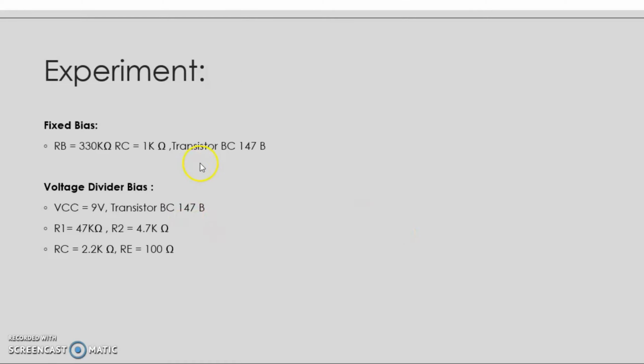Now, how to do the experiment? In this experiment, I have used these circuit values, and I forgot to write beta over here. The beta I measured is 361 for the transistor which I used in the practical. In the next part, you will understand how this experiment can be done practically, and you can measure the VBE, VCE, IB, IC values practically.